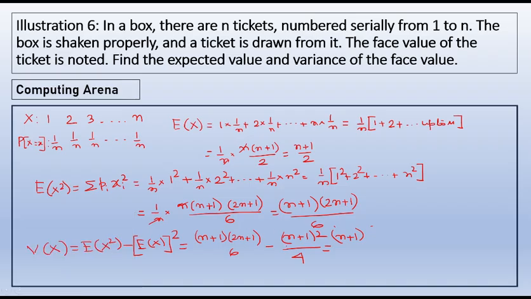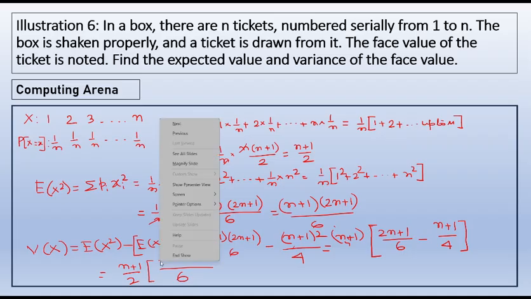Then from the first part, we get twice n plus 1 by 6. And from the second part, we get n plus 1 by 4. Here you see there is an opportunity of taking 2 also common. So when you take the LCM, you get this as n plus 1 by 2, and then this you take as 6. So this is 2 into twice n.